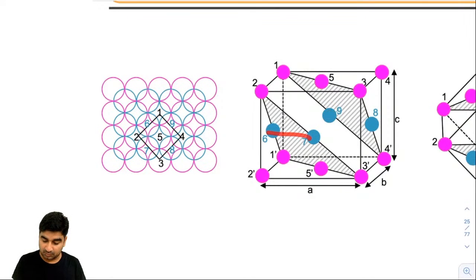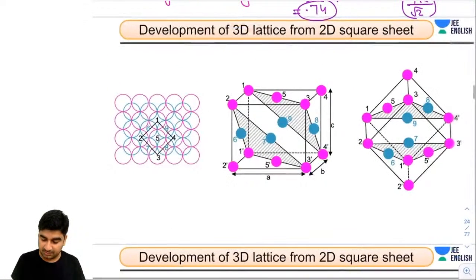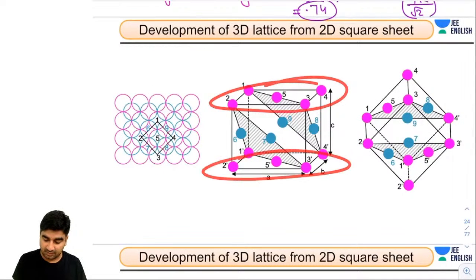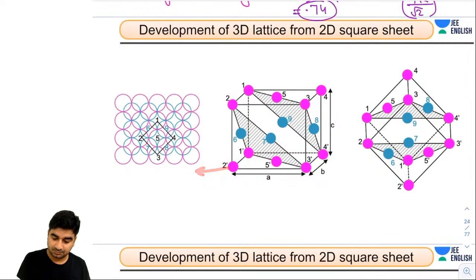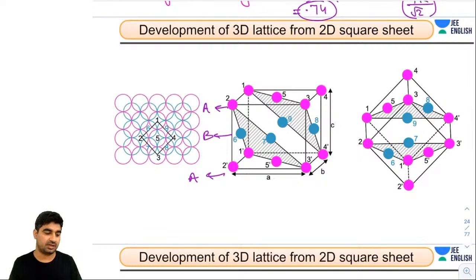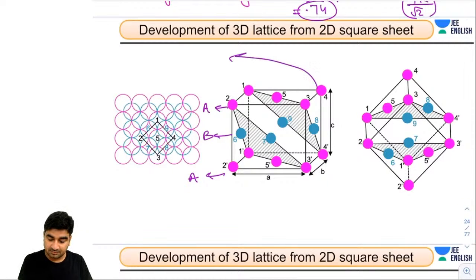So guys, these 4, yes, these blue colors, are in the same plane. And if these are in the same plane and these five, I generally call this layer A, B and A. So this layering style would be AB type, right?